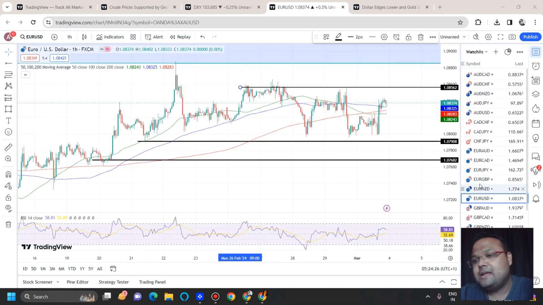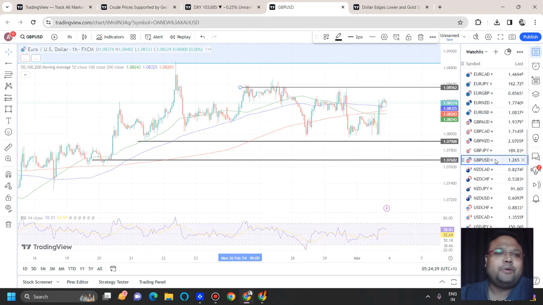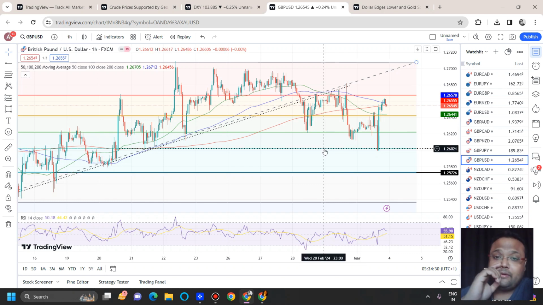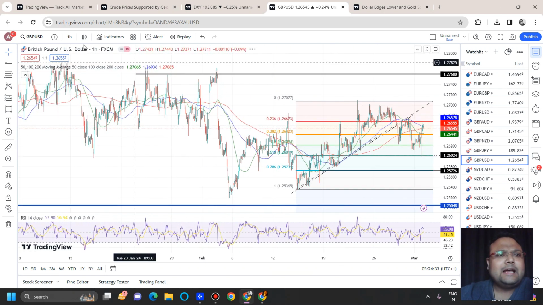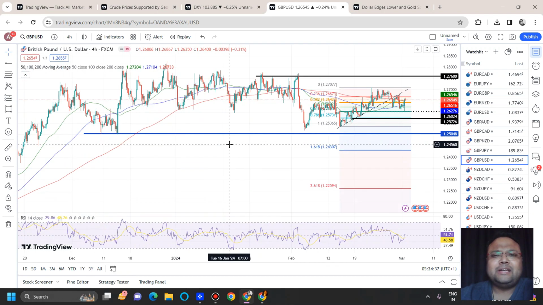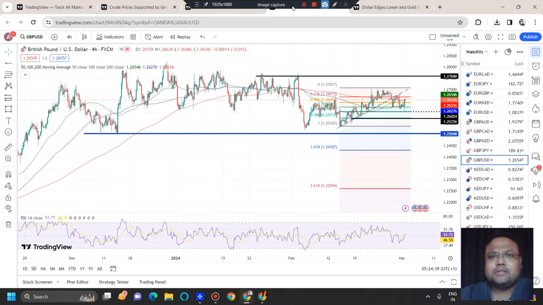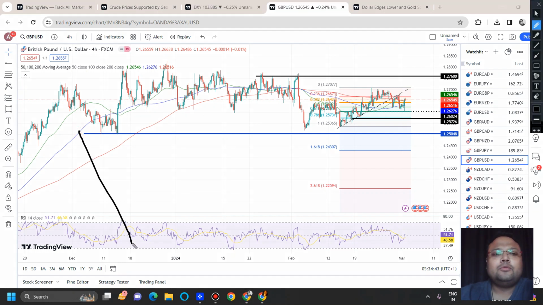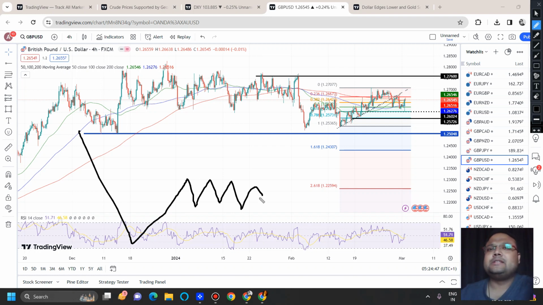Now let's look at the chart of British pound, US dollar, GBP USD. As I have already discussed in my previous video also, things are not very positive for GBP USD. At least on Euro USD, we can see that after the down move, market went up and now market is sideways. So buy at support, sell at resistance is the strategy for us. But in case of GBP USD, things are so critical.